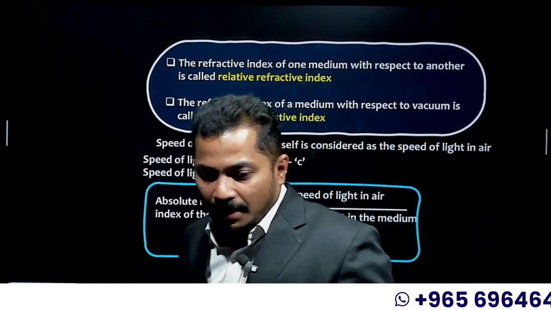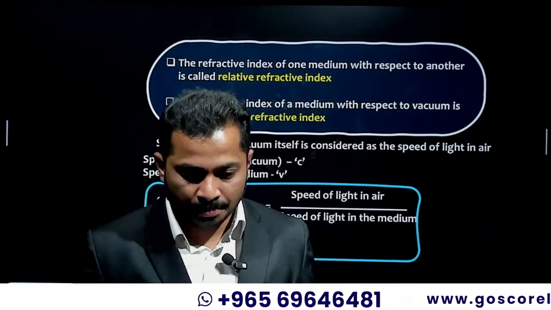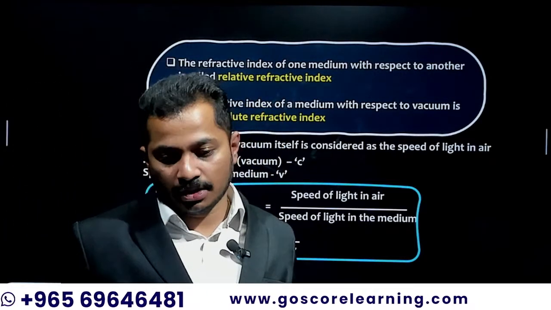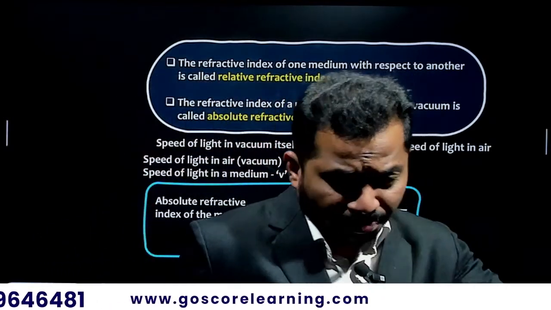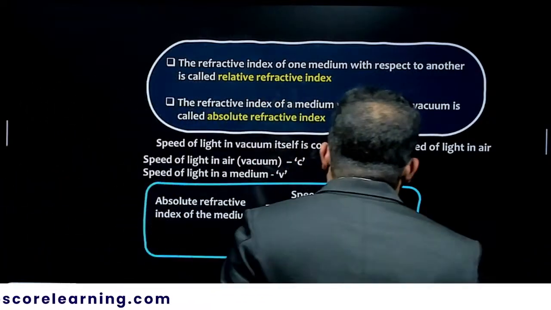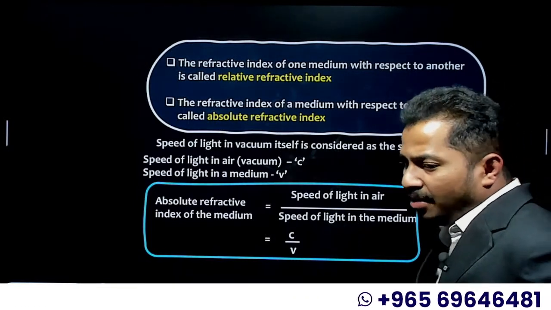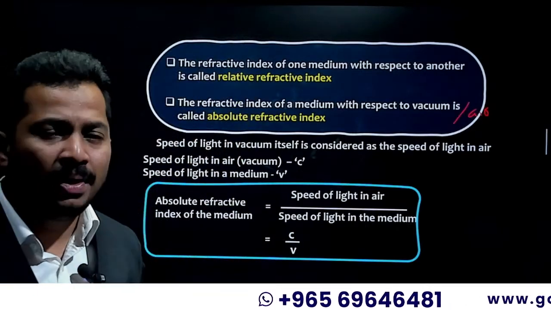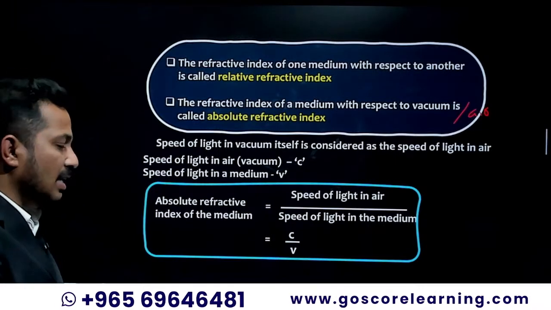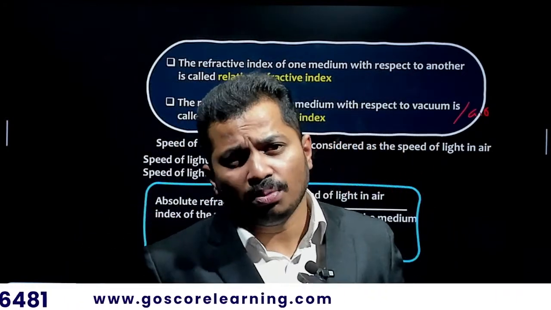Absolute refractive index is nothing but when the second medium you are considering is air. The refractive index of a medium with respect to air or vacuum is the absolute refractive index. Vacuum is also fine, because in air and vacuum light has almost the same speed. Vacuum has the highest speed, which is 3 lakh km per second, or 3 × 10^8 meters per second. In air it is slightly lower, but in calculations we can take the speed of light in air and in vacuum as almost equal.